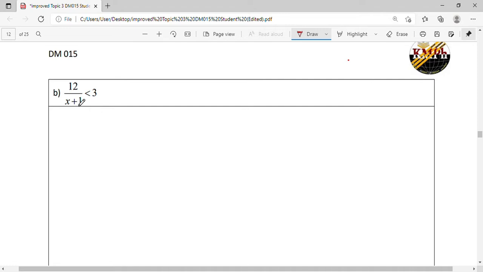So first, again, remember, do not cross multiply when solving a ratio inequality. So do not do x plus 1 times 3. Don't do it like that. So what should you do? You bring 3 to the left. Do not cross multiply. Bring 3 to the left hand side. So it will be 12 over x plus 1 minus 3 less than 0.